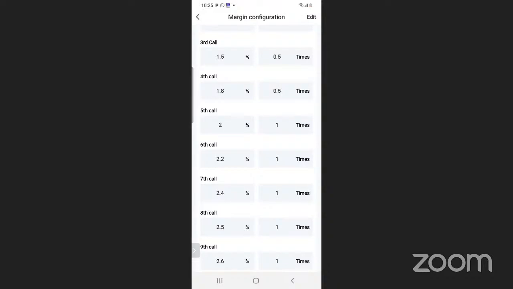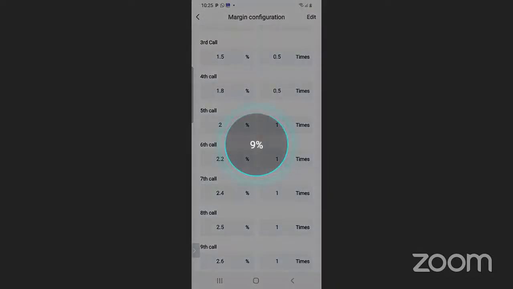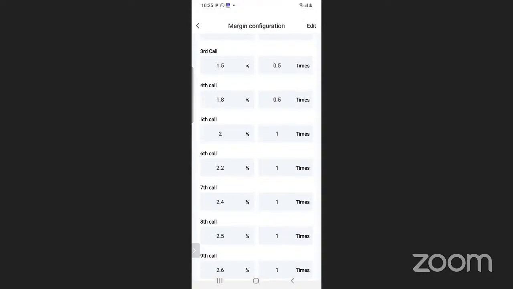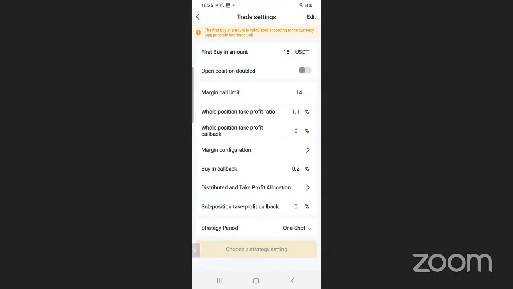The number of times we want it to buy at the respective percentage margin call drops, right? So you tap on it, go back and adjust the margin call limit from 14 to 20. That's about 14 buys, which is okay. So you adjust it to 20. It's not allowing me. I'm tapping on it. You tap on edit. Top right, there is the word edit. It must be there.